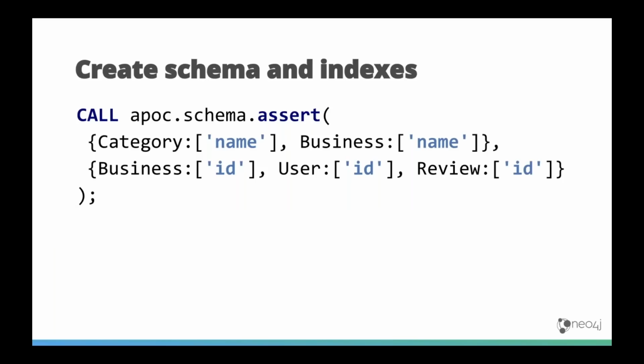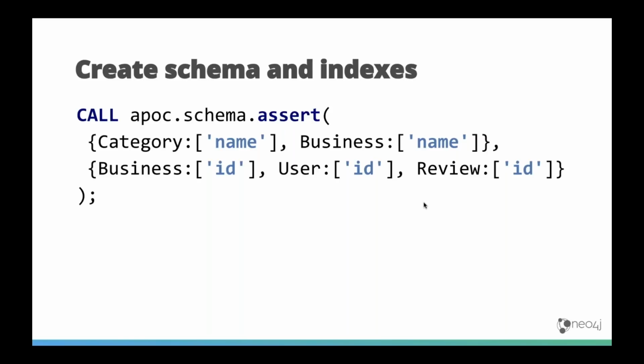Now, the first thing we want to do is set up our indexes and schema for the database. So indexes in Neo4j are used to just find the starting points of the query. And those are the first two things we see here. So you can see category name and business name. So you could imagine we might want to go and find the businesses in a certain category, or we might want to look up a specific business by name. So we're going to put some indexes on there.